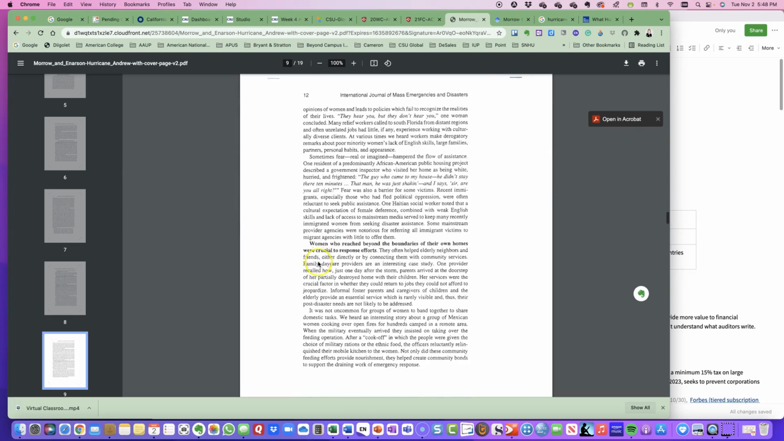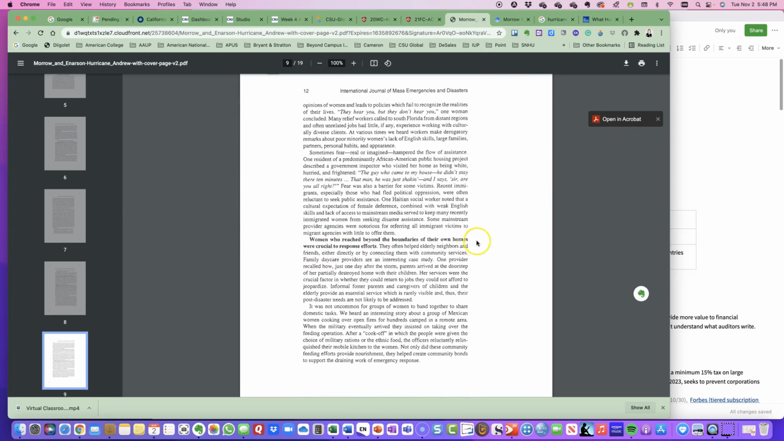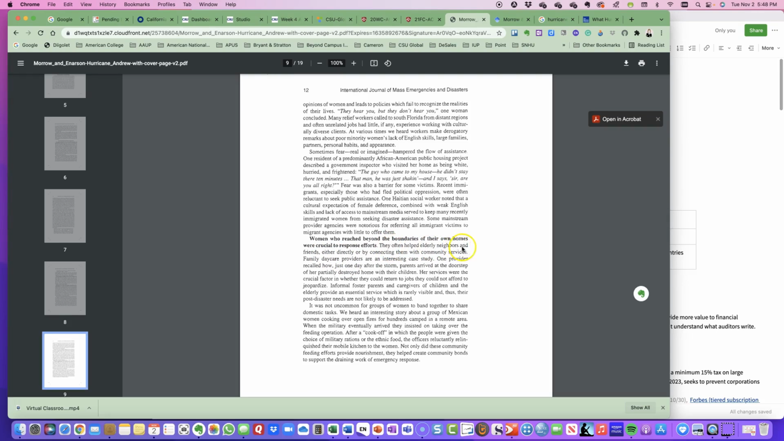Then you also see that women who reached beyond the boundaries of their own homes were crucial to the response efforts. As we see in the excerpts that I just read you, they often helped elderly neighbors and friends, either directly or by connecting them to community services. Family daycare providers were an interesting case study, because just a day after the storm, parents arrived at the doorsteps of their partially destroyed homes, saying, here, you need to take care of my kids. I heard that often.